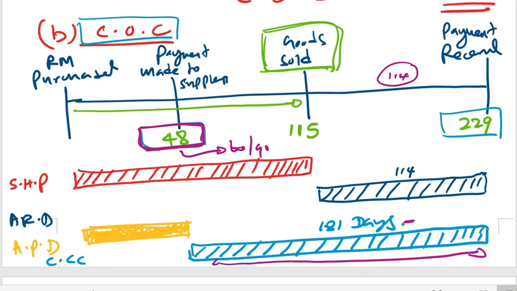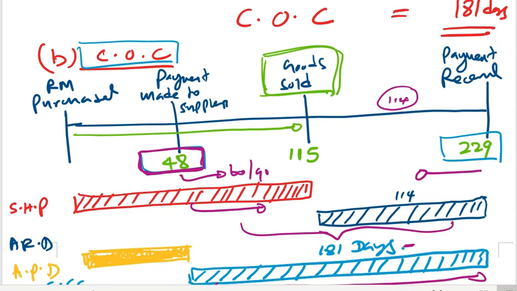Therefore, by speeding up the collection and slowing down the payments to suppliers, you can lower the cash conversion cycle. So if a company can lower the cash conversion cycle, it will be more healthy for a company to run its business operation without any working capital issues. So with this, I will conclude my discussion on working capital management.